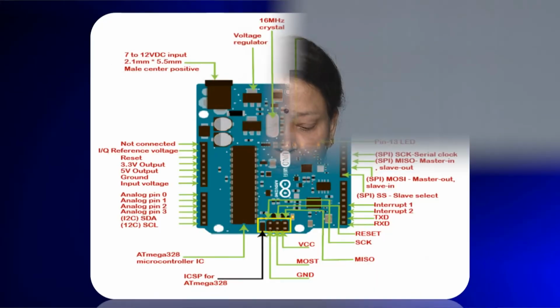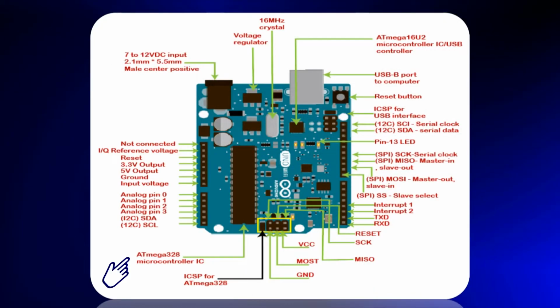Now, if we see the pin diagram, one is your microcontroller, that is your ATmega 328, and also we have the USB B port to the computer, shown in the diagram. We have another port to input the voltage from 7 to 12 volts. The other pins shown are the 14 digital pins, and on the left-hand side, 6 analog pins.